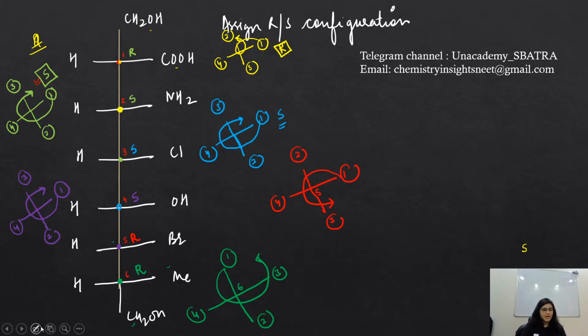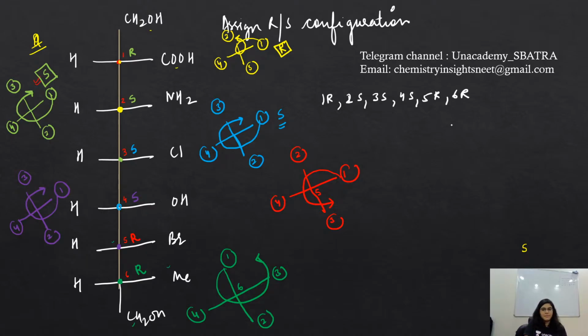And now let's write down the final answers over here. So the final answer is 1R, 2S, 3S, 4S, 5R, 6R. Everyone, are you clear with all the carbons' nomenclature, how we have assigned it? Any doubts over here? Quickly tell me if you have any doubts. Just write down your doubts in the comment section.